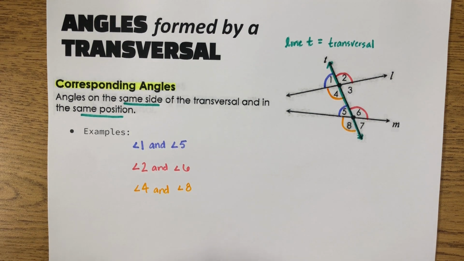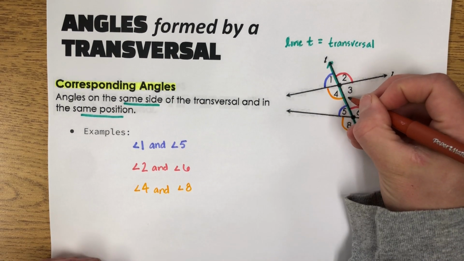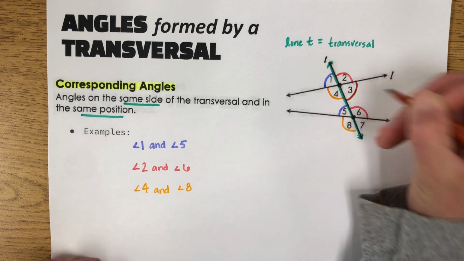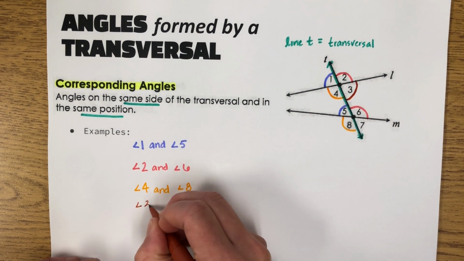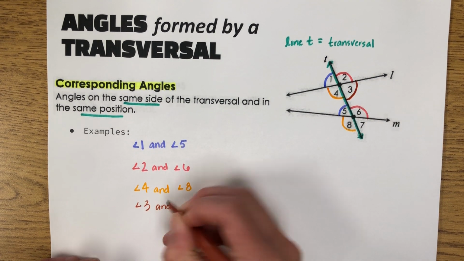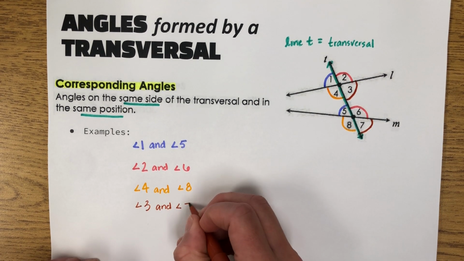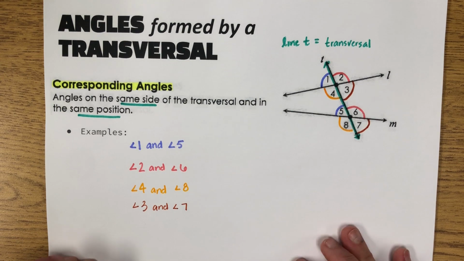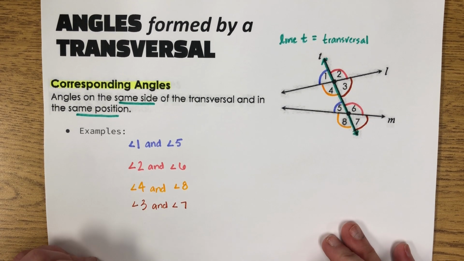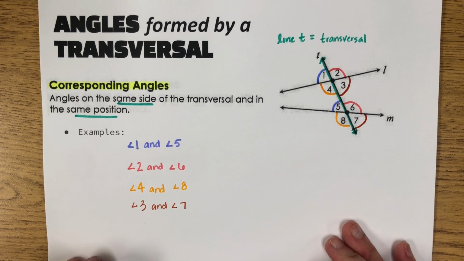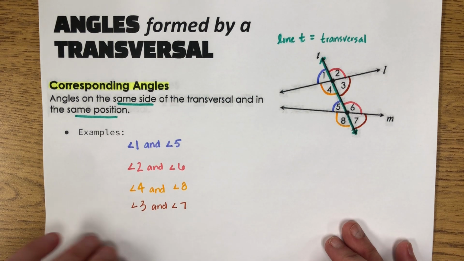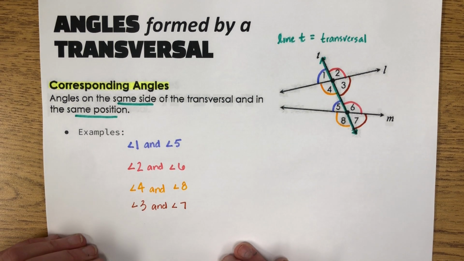And the fourth and final one, let's go ahead and look at angle 3 here. So angle 3 would correspond with angle 7. Angle 7. So those would be considered corresponding angles. Doesn't make them congruent, it makes them corresponding. Okay, so that's kind of the first angle pair relationship that we have.